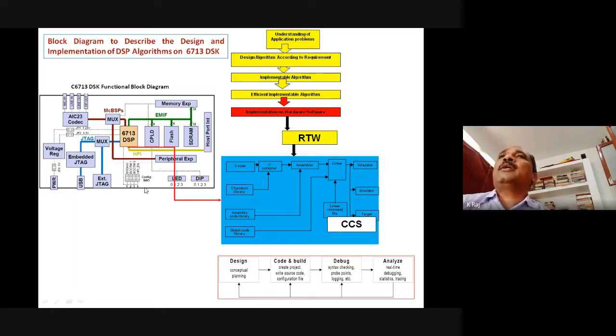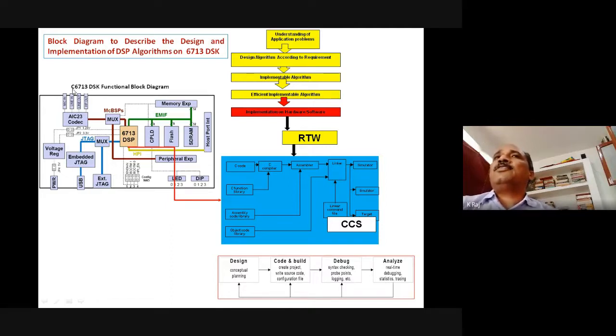So this is the block diagram that describes the digital signal processor, that is TMS320C6713, along with all the required peripherals in order to communicate with the real world, either in the analog mode, digital mode, or in the form of data. So this is a kit that is known as the digital signal processor starter kit, and in abbreviated form it is named the DSK, digital signal starter kit.